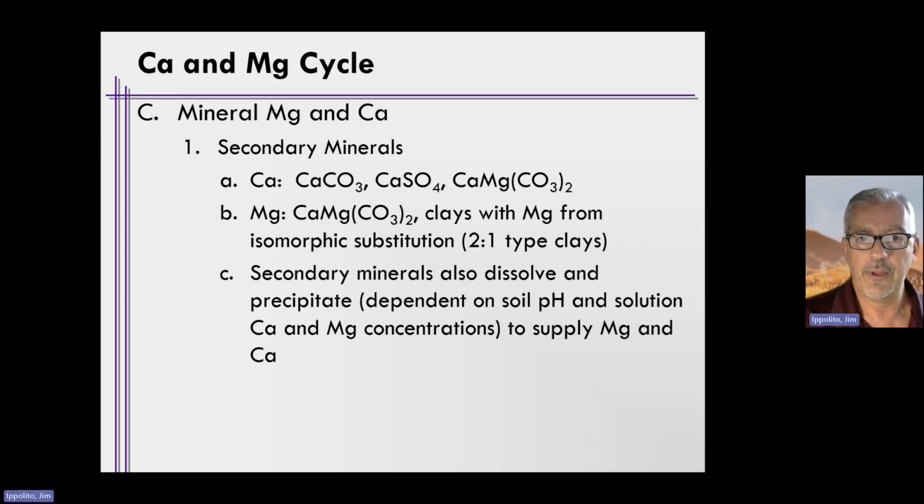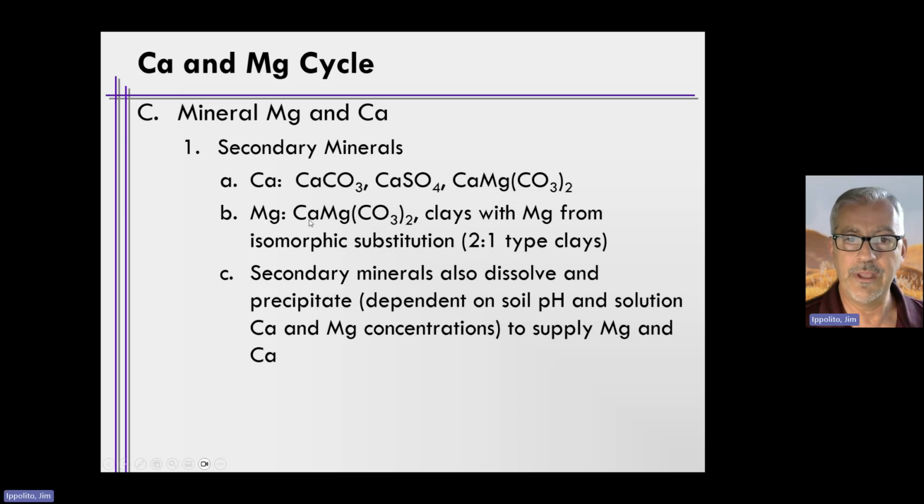So let's talk a little bit about secondary minerals. The secondary calcium minerals that we can find in soils are calcium carbonate. That was actually a primary mineral, but this can, in a primary mineral phase, can dissolve and reprecipitate as calcium carbonate. We can find calcium sulfate. This is gypsum. That's a secondary mineral. Or we can find dolomite, calcium magnesium carbonate. That's a secondary mineral.